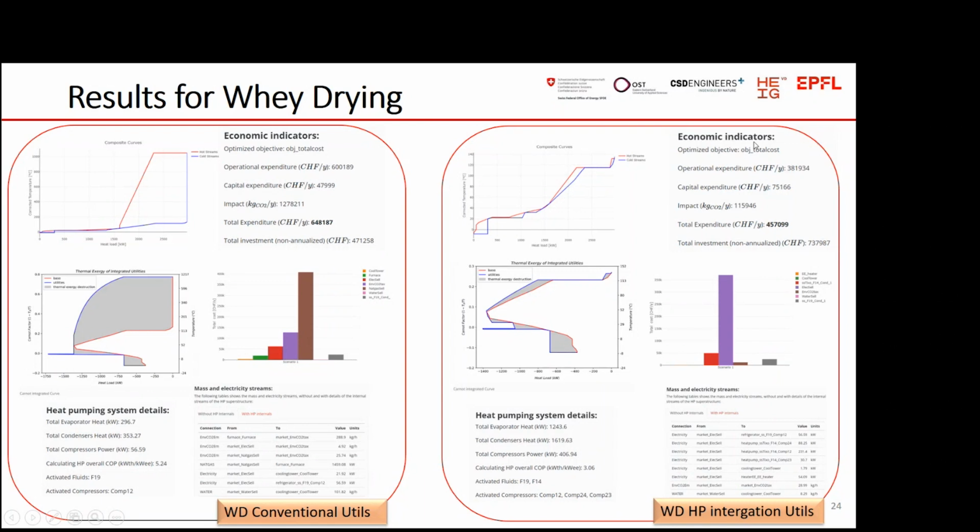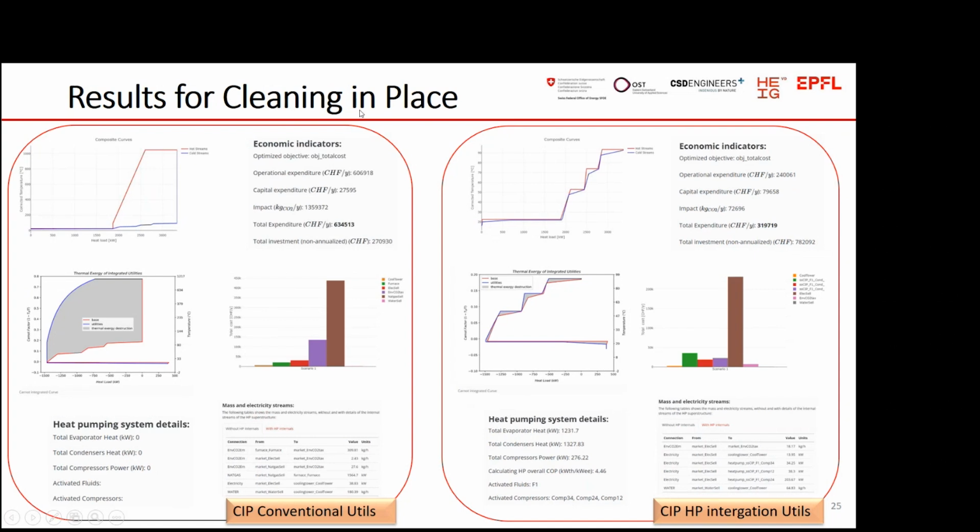You can also have the economic indicators and the impact indicators that I have shown you before. You can have the details of the heat pumps and the streams, which I showed you in the HTML before. For the cleaning in place as well, it is notable how you can reduce the irreversibilities and also how you can reduce the emissions of those systems.